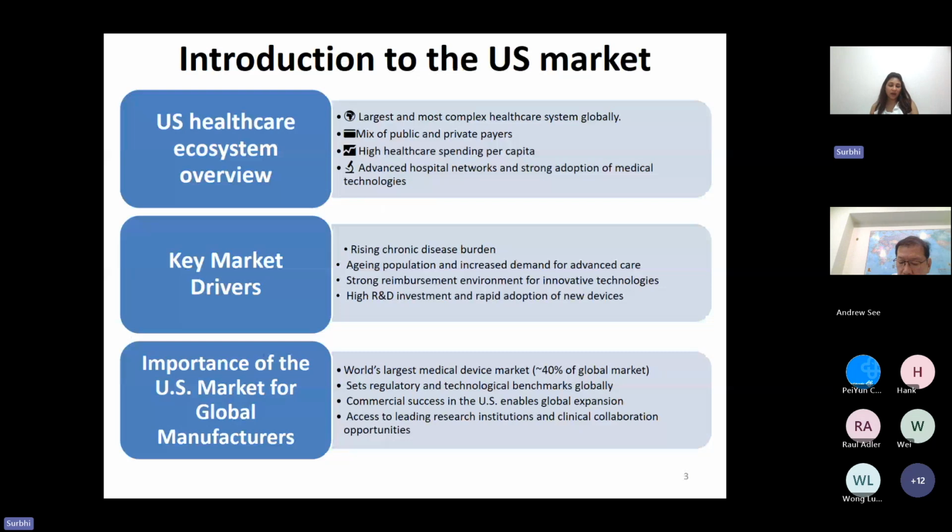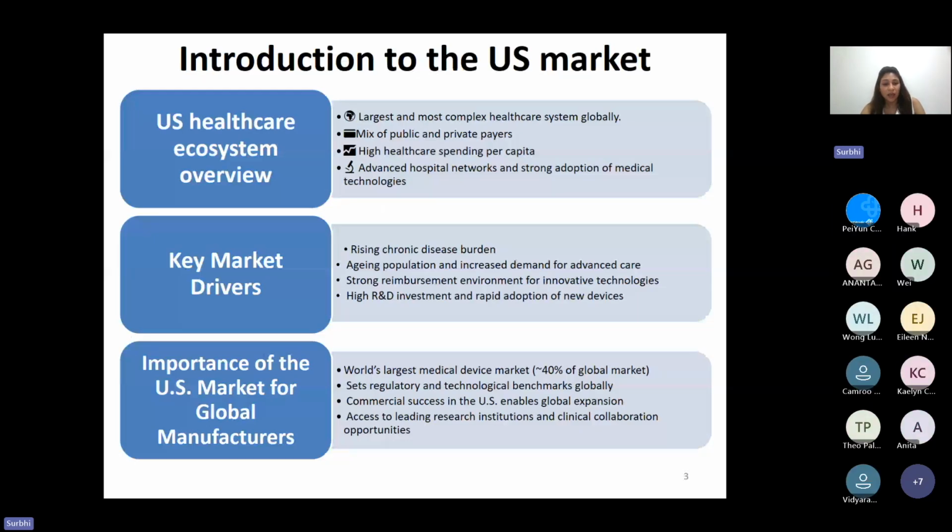What are the basic key market drivers? The market drivers in the US are the rising chronic disease burden and the aging population, which of course demand advanced care. Plus, there is a very strong reimbursement environment for innovative technologies. Because of this strong environment, there is very high R&D investment and rapid adoption of new medical devices, unlike any other region, for example APAC or EU.